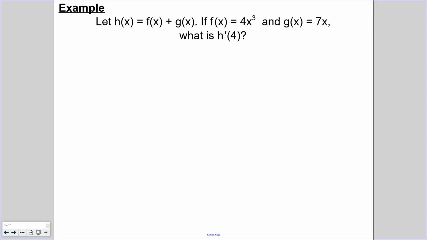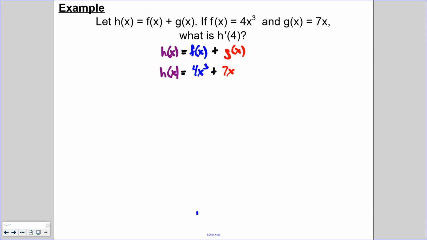All right, so our starting point will be the same. h of x is equal to f of x plus g of x. But since we're given actual functions now, we're going to want to substitute those functions in. So we know f of x is 4x cubed, plus we know that g of x is 7x.